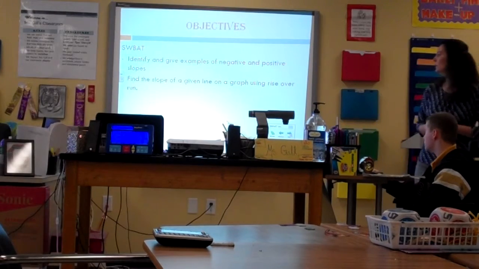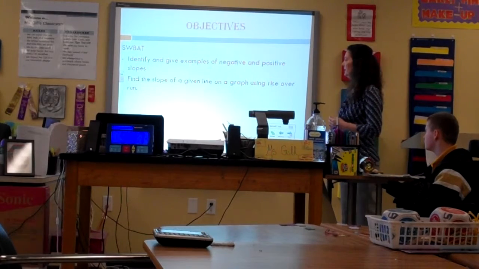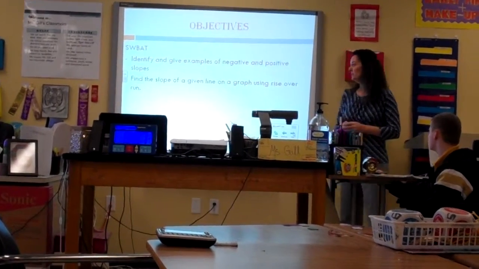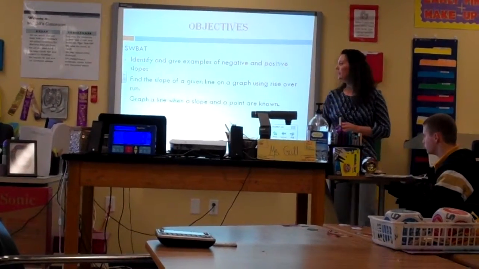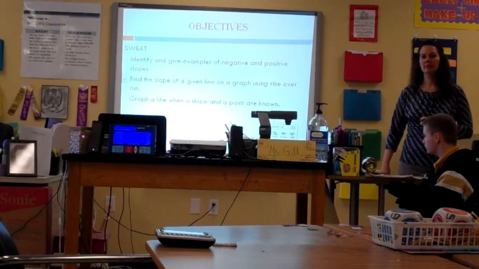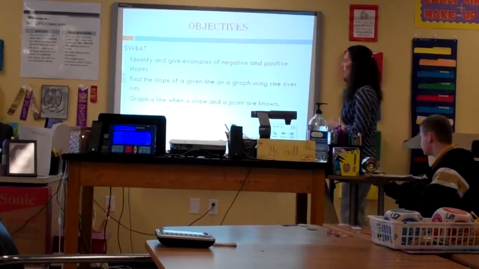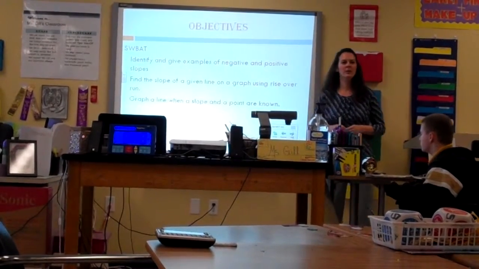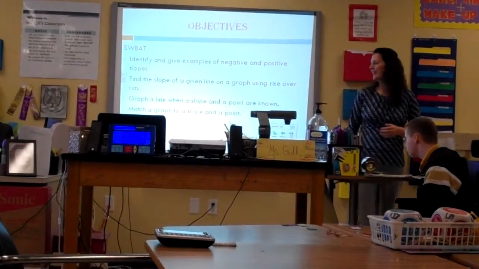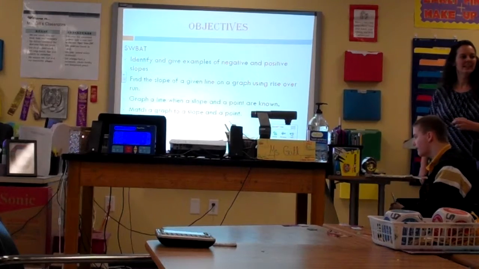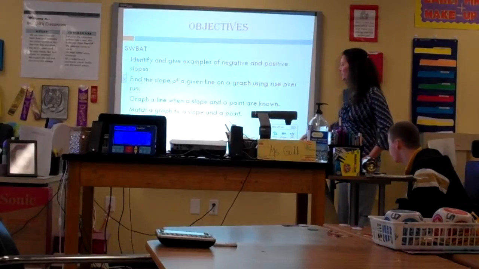Next objective: find the slope of a given line on a graph using rise over run. We're going to also learn about rise over run. Next: graph a line when a slope and a point are known. When we hear graph a line, what do you think we're going to be using? A graph. Next: match a graph to a slope and a point.